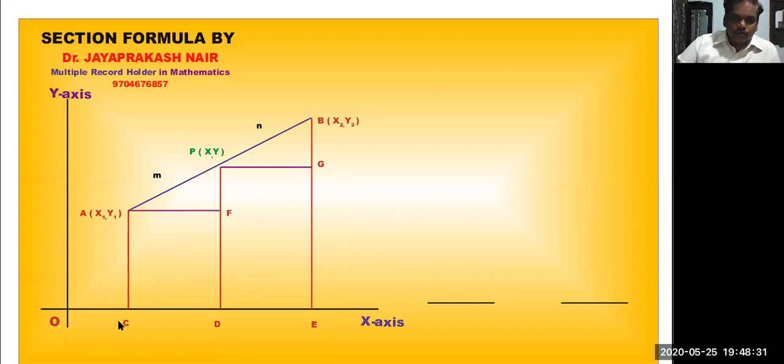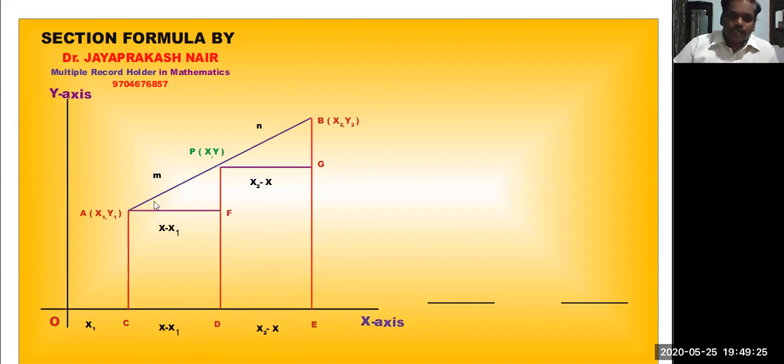When we see the distance, O to C is x1, and O to D is x, so CD will become x minus x1. AFDC is a quadrilateral whose opposite sides are parallel, so we can state CD is equal to AF, that is x minus x1. Similarly, O to E is x2, so x2 minus x1 is also equal to PG.